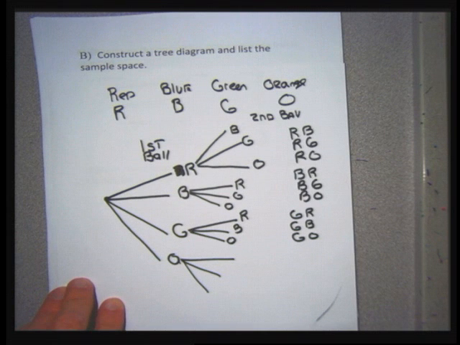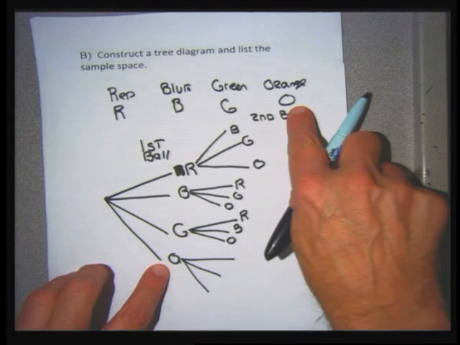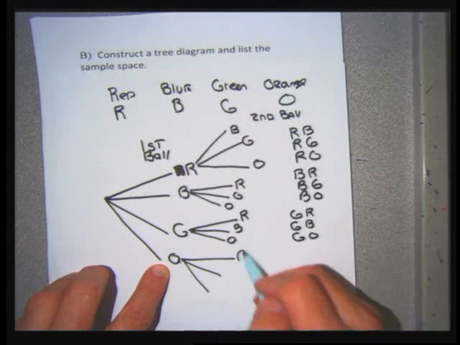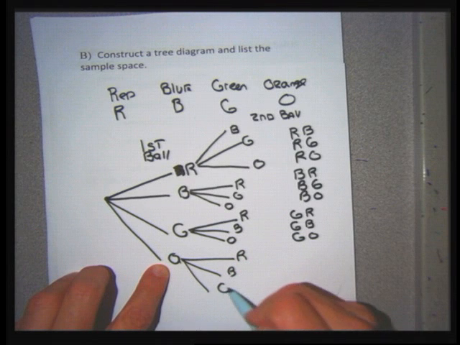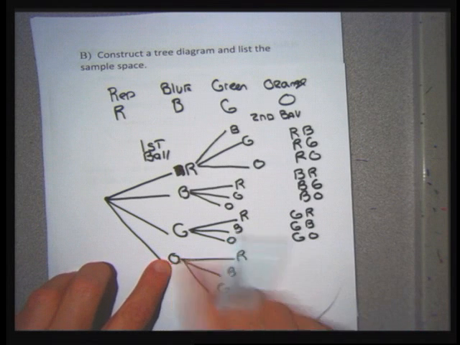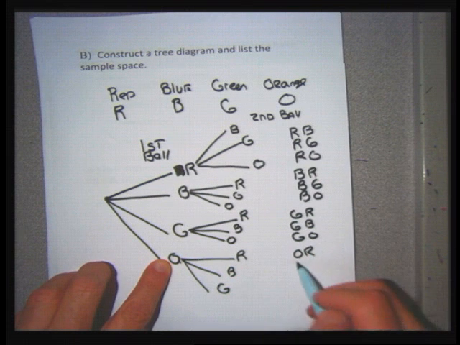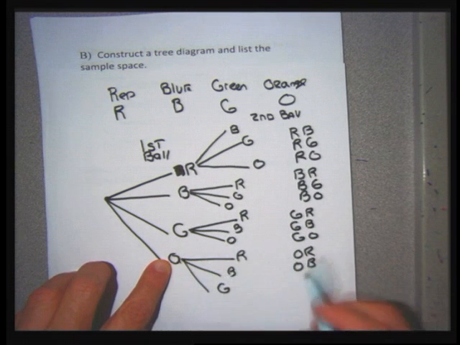Part A of this problem told me there should be 12 points in the sample space, or 12 elements in the sample space. And I'm using my tree diagram to get them. If the first is orange, I can't get an orange for the second one. I can get a red, blue, or green for the third. And in terms of the sample space, this is going to be orange and red. This is going to be orange and blue. This is going to be orange and green.